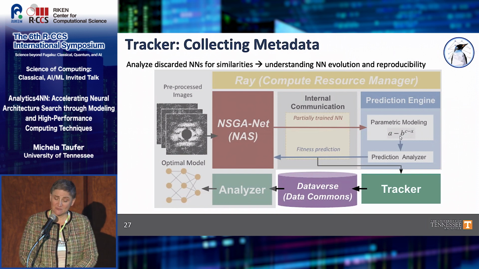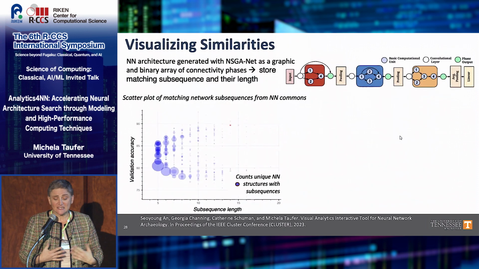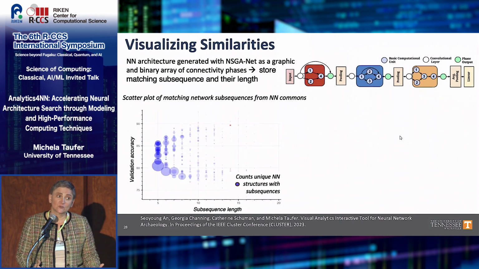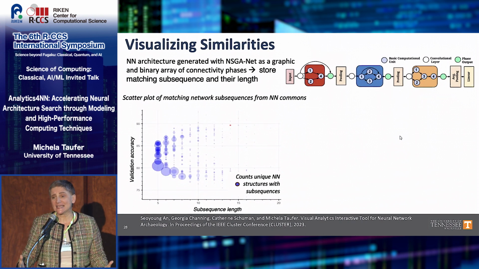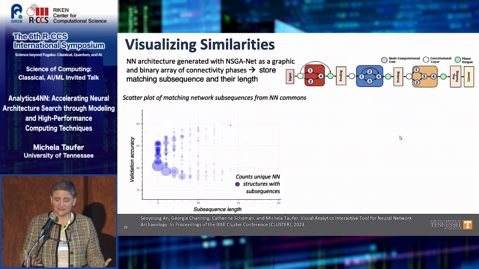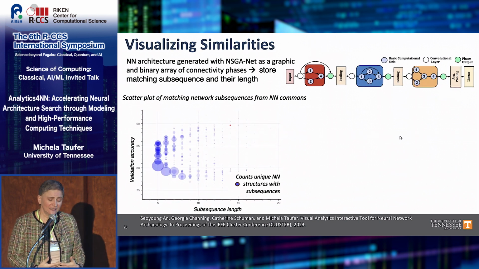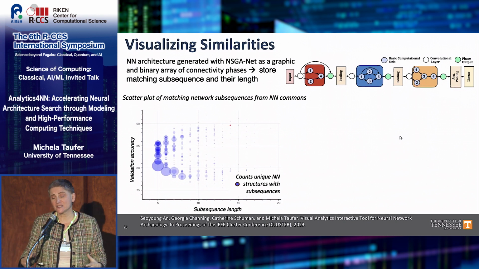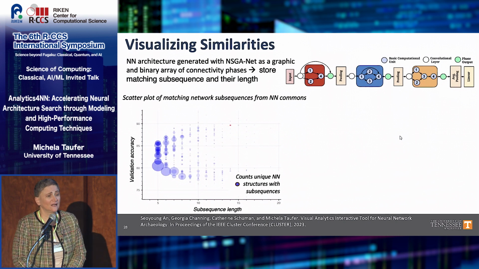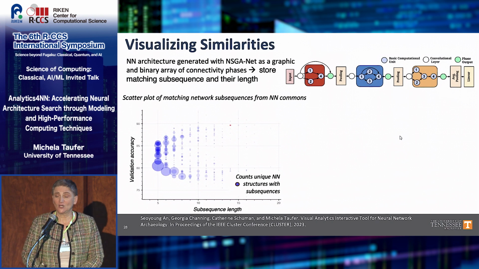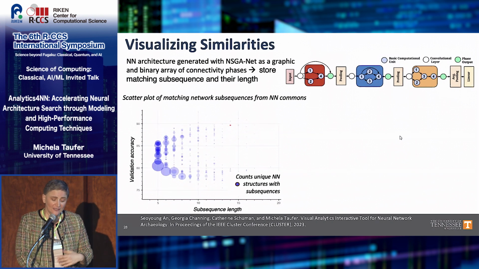Visualization, in this case, of similarities. And so we start with our neural network architecture. We represent it through graphs and binary arrays. And then with that in mind, we can look at subsequences of these models and look for matches.